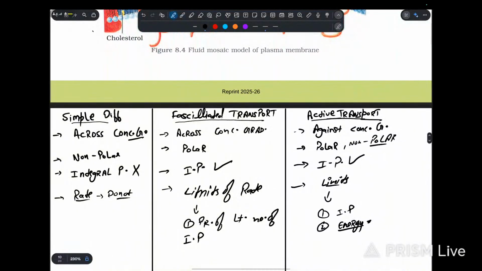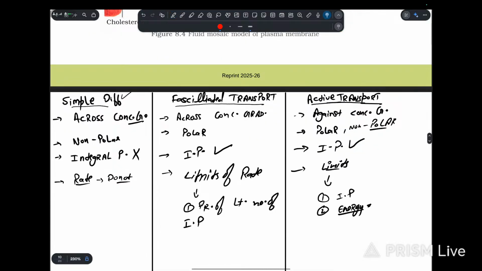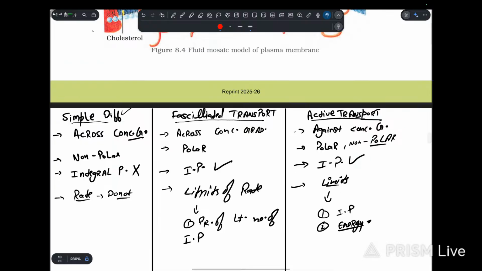And that's why when we talk about simple diffusion, and we say that it is down the concentration gradient and does not require any integral protein, it means that the particles which undergo simple diffusion will be non-polar particles only. Like water, it also moves across the concentration gradient, but it is not a non-polar particle, so it will not do simple diffusion across the membrane.